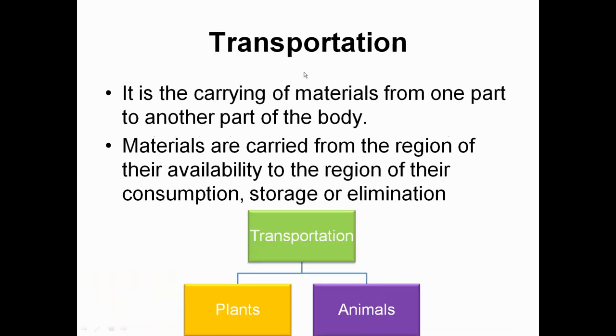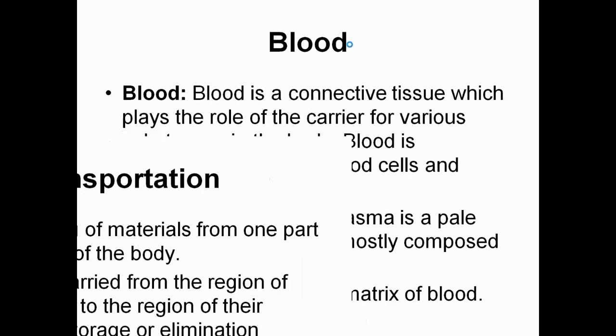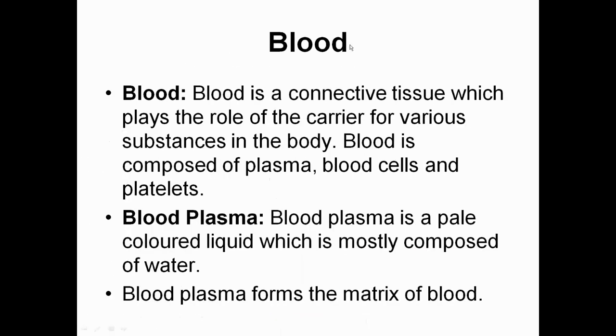Now we have to discuss about transportation. As the word suggests, it refers to the carrying of materials from one part to the another part of the body. And materials are carried from the region of their availability to the region of their consumption, storage, or elimination. We have to discuss transportation both in plants and animals. First of all, we are going to deal with transportation in human. And blood is one of the medium which transport substances from one part to the another.